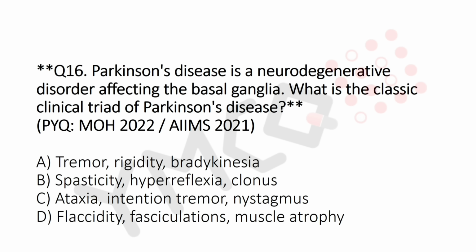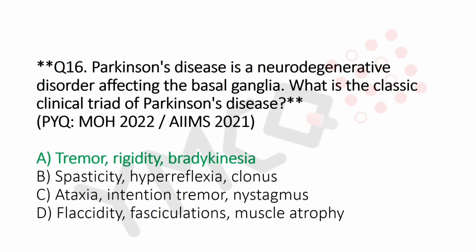Parkinson's disease is a neurodegenerative disorder affecting the basal ganglia. What is the classical clinical triad of Parkinson's disease? Option A, tremor, rigidity, bradykinesia. Option B, spasticity, hyperreflexia, clonus. Option C, ataxia, intention tremor, nystagmus. Option D, flaccidity, fasciculation, muscle atrophy. And the answer is option A, tremor, rigidity, bradykinesia.